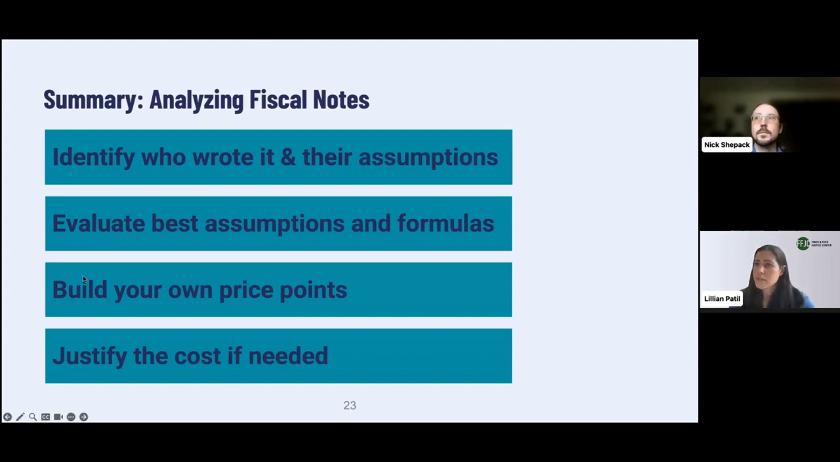I'm going to look in the chat. So are there instances when the agency putting together the fiscal note will use exaggerated numbers to dissuade the legislation from moving forward? Great question. Nick, you want to take this one? Yeah, I would love to.